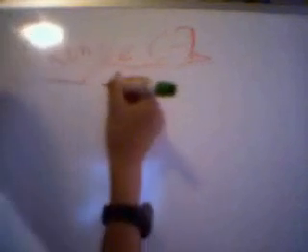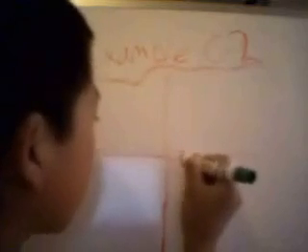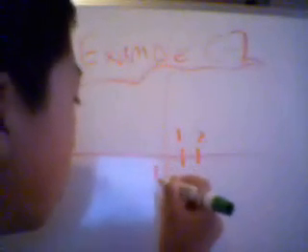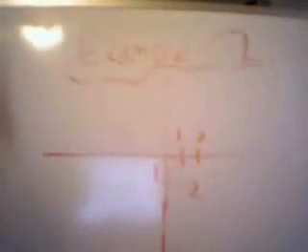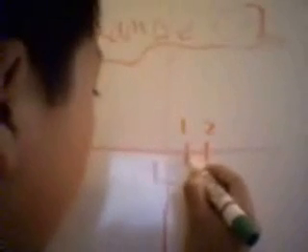Let's try. Here is the graph. Okay. Now we will find 1 and negative 1/3. Let's do this. 1, 2, and negative 1, negative 2. So negative 1/3 would be right here. So 1 negative 2 is right here.